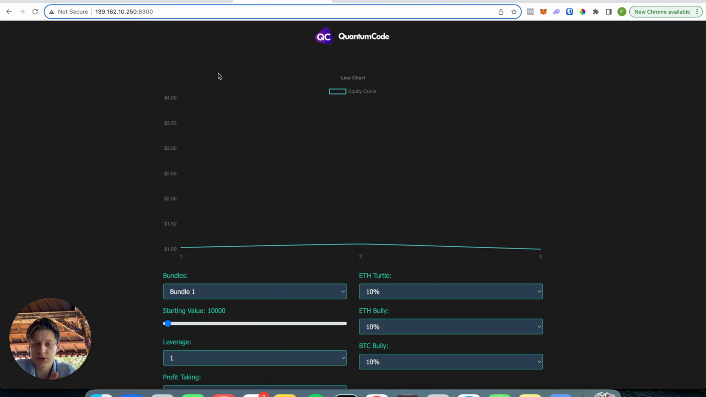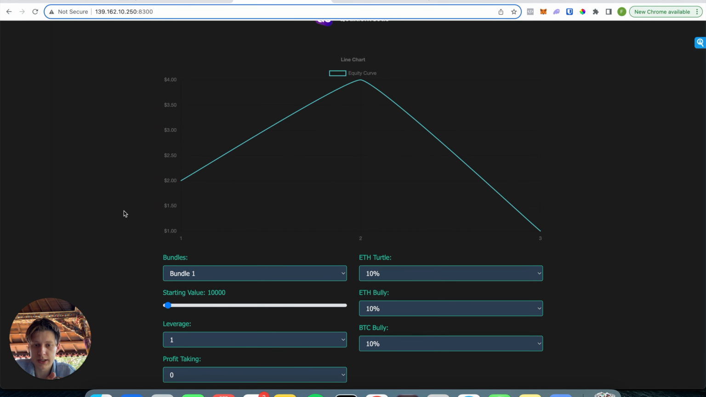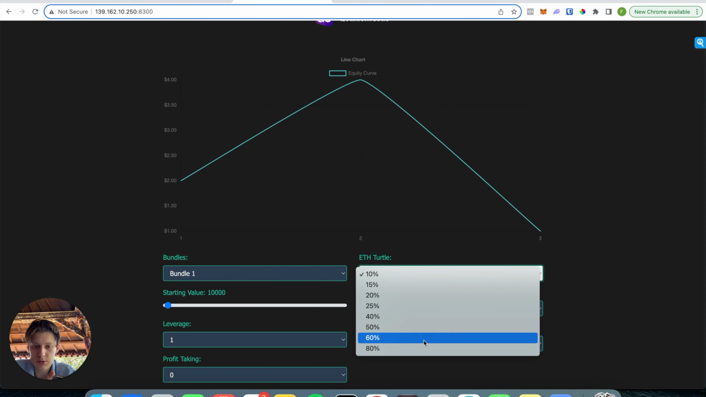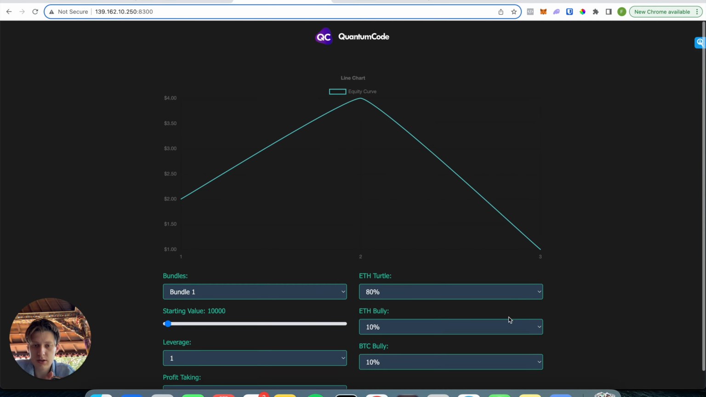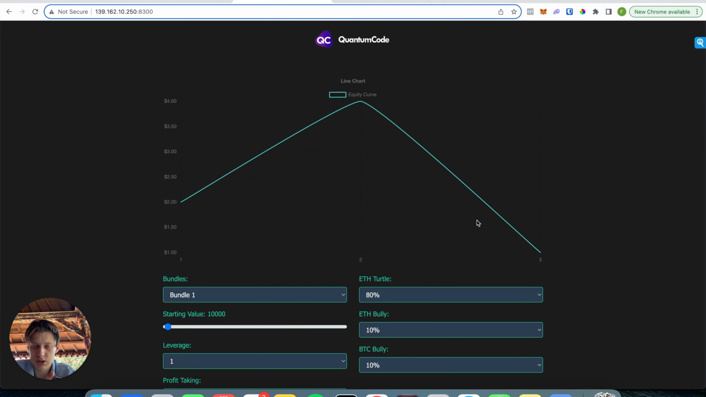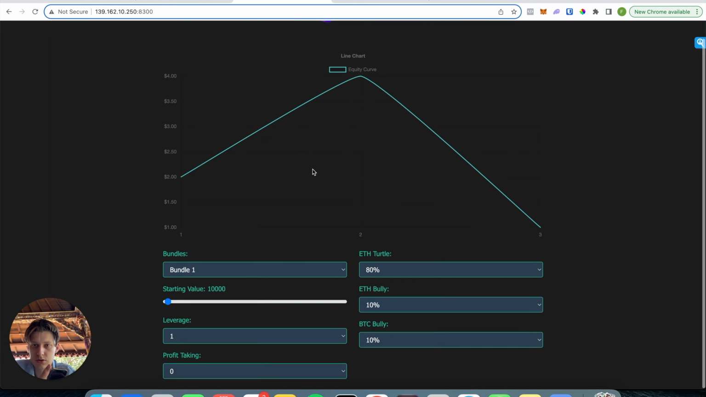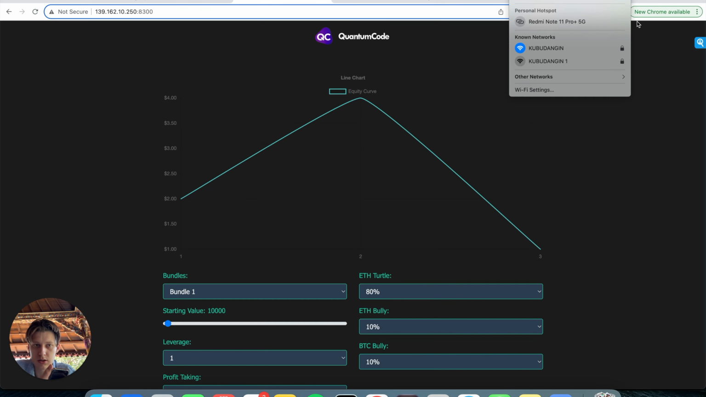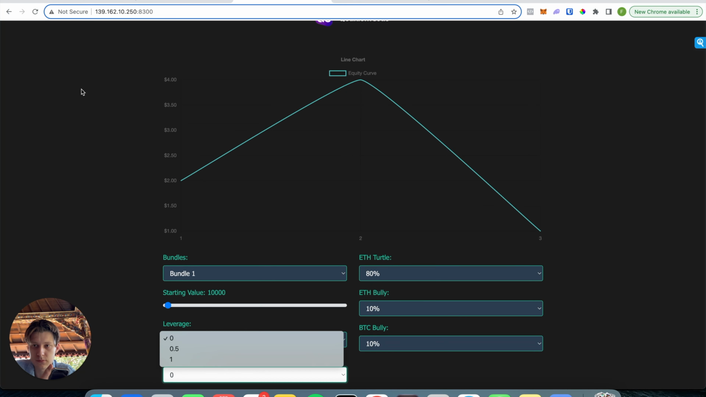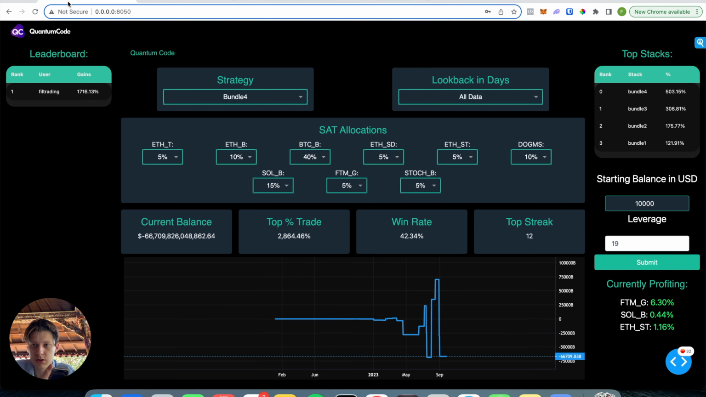Let me just refresh this. We're at bundle 1 right now, right? So these allocations here, they start at 10%. I need to make it 100. Once I make the sum of these allocations 100, then the strategy will start showing me something. So let's just do that. Let me just put the turtle on 80. So I'm at 80, 10, 10, which is 100, and it should start working right away if my Wi-Fi is okay. Let's just see and reload it again.